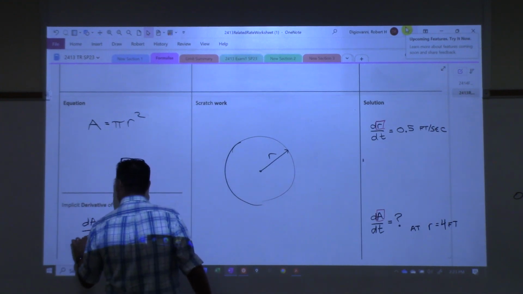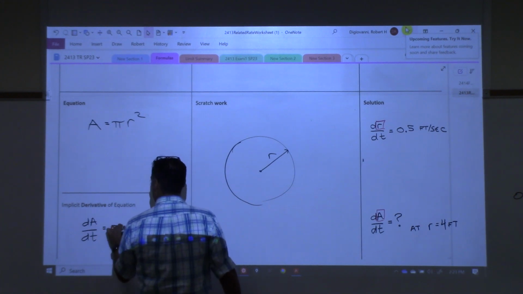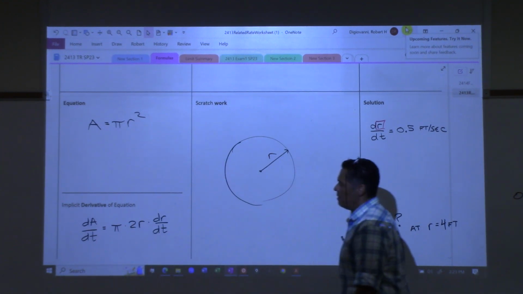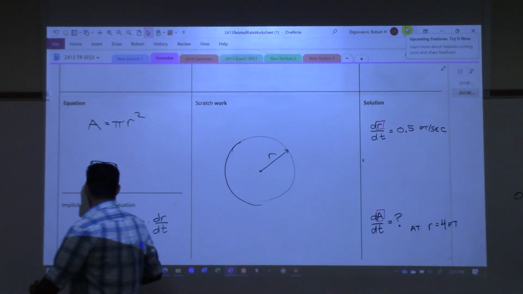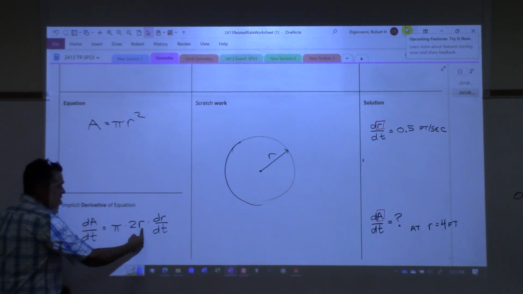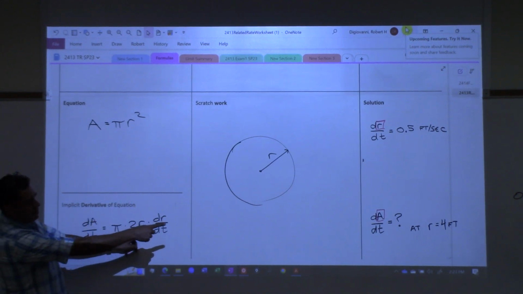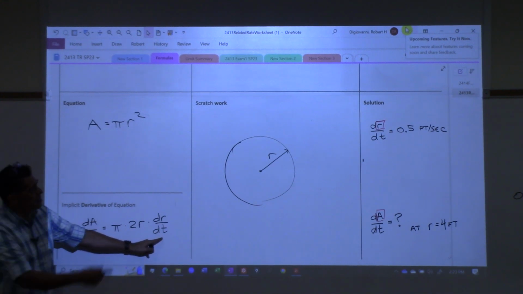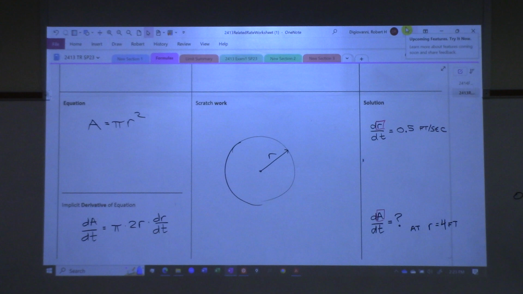It was dA/dt equals pi 2r dr/dt. There we go. That was our implicit differentiation. And we said what this meant was that if we ever want to know how fast the area changes with respect to time, we're going to need to know two things, right? We're going to need to know the radius. Do we know the radius at the moment we're talking about? What is it? 4. Do we know the dr/dt? Do we know how fast the radius is changing? Yes, it's 0.5, right? Just plug that in, and that's going to be your dA/dt.